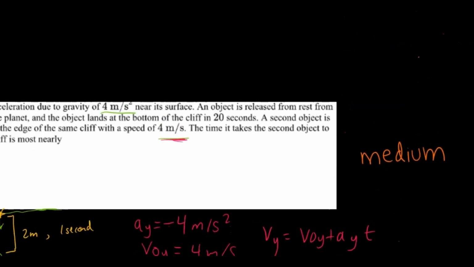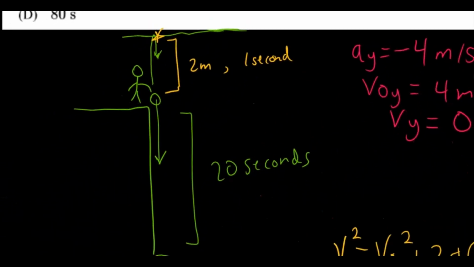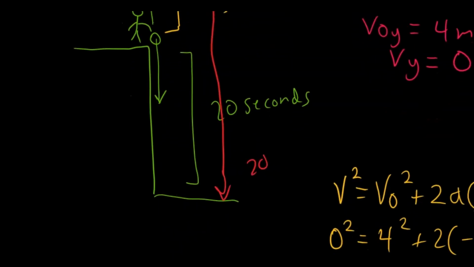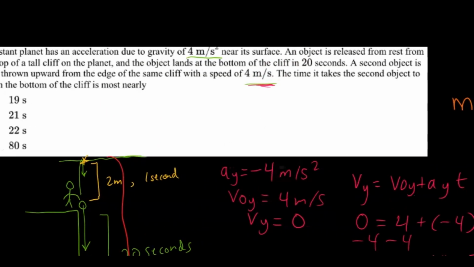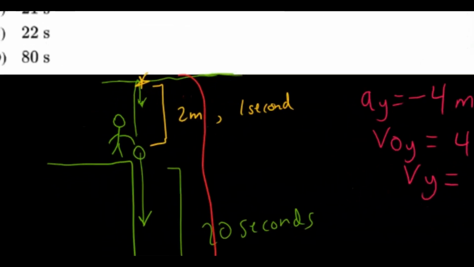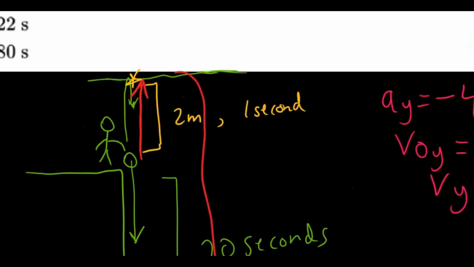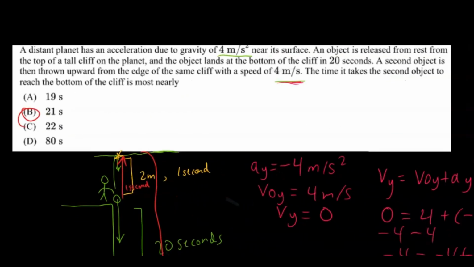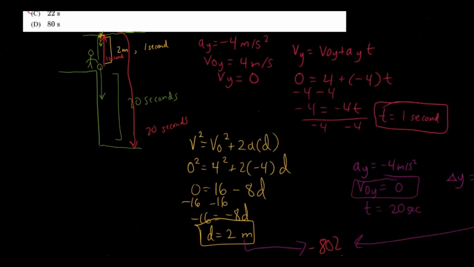And so if we go back up here, we know that from here all the way down to when it collides takes 20 seconds. However, it wants the total time it takes for that second object to reach the bottom of the cliff. The initial time to get up there was 1 second, and so 20 plus 1 is 21 seconds. And yeah, not sure if that was a medium difficulty question, but I hope you guys understood.